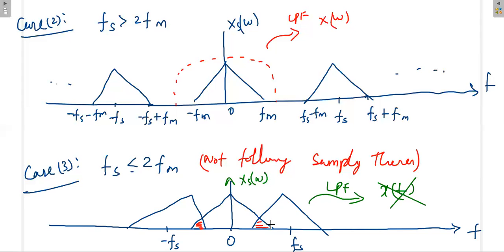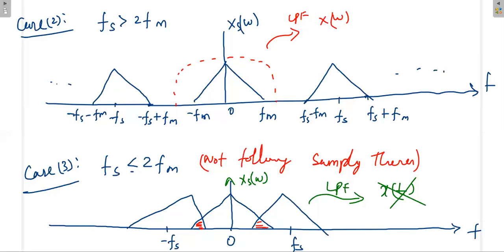This process is called distortion or aliasing. What is aliasing? The process of a high frequency component interfering with the low frequency component is called aliasing. So in the next class, we will start from aliasing, and how to overcome aliasing.